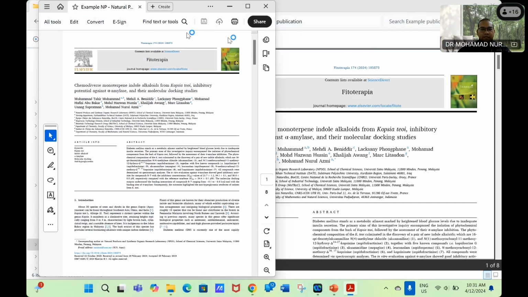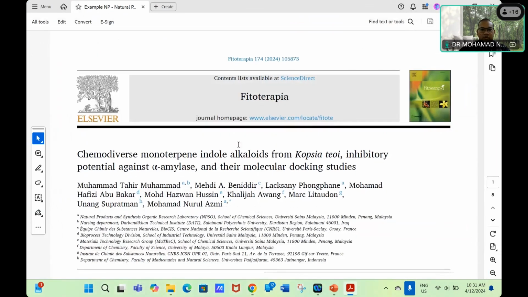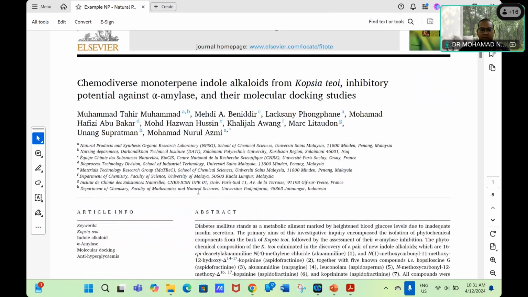So we take an example from Tahir's publication. This was published this year by Tahir, Muhammad Tahir Muhammad. The title is Chemodiverse Monoterpene Indole Alkaloids from Coxia theory, inhibitory potential against alpha amylase and their molecular docking studies. This is a combination of natural product study, pharmacognosy, and analytical. So this is one kind of example.